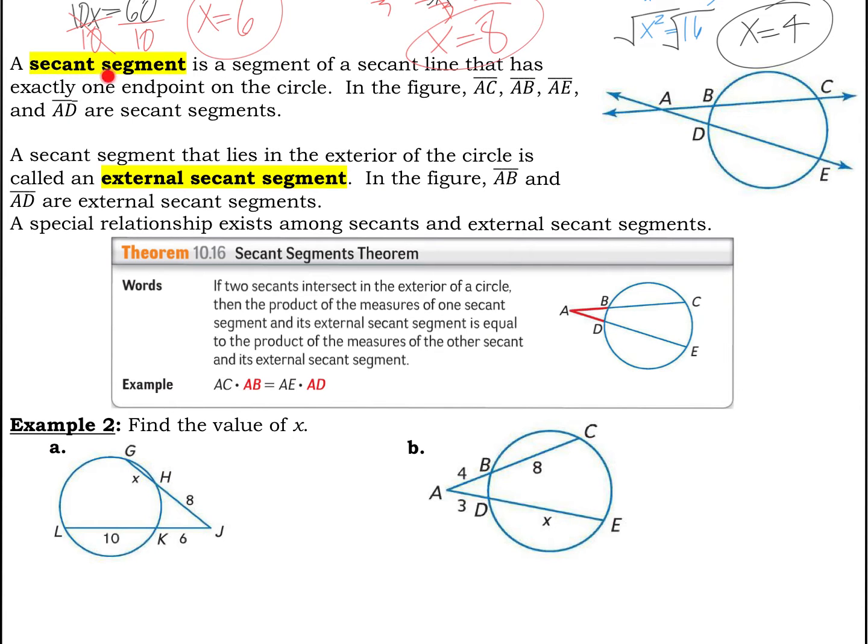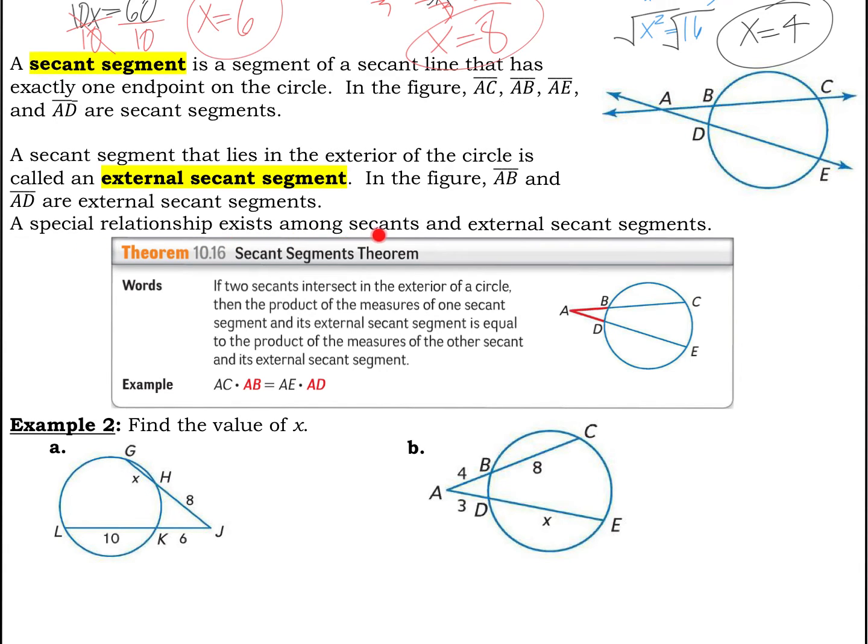Next, I wrote a secant segment is a segment of a secant line that has exactly one endpoint on the circle. In the figure, segments AC, AB, AE, and AD are secant segments. So we're looking at this figure right there. A secant segment that lies in the exterior of the circle is called an external secant segment. In the figure, segment AB and segment AD are external secant segments, so these little parts right here.